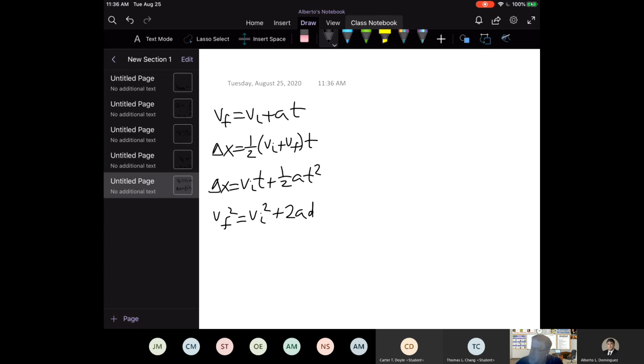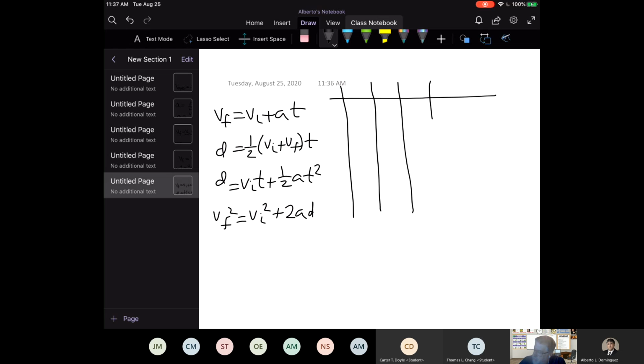I guess I should be consistent. I'm sorry. So if I changed it to D in that last one, I should change it to D everywhere, just for consistency. And if you look, then you can make a grid of all of these equations. And there's 5 variables. There's V initial, V final, A, T, and D.